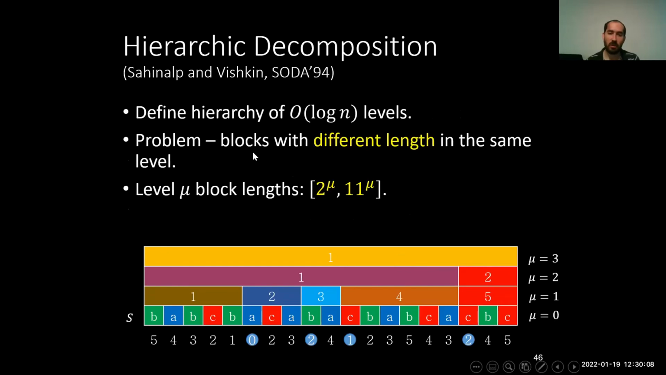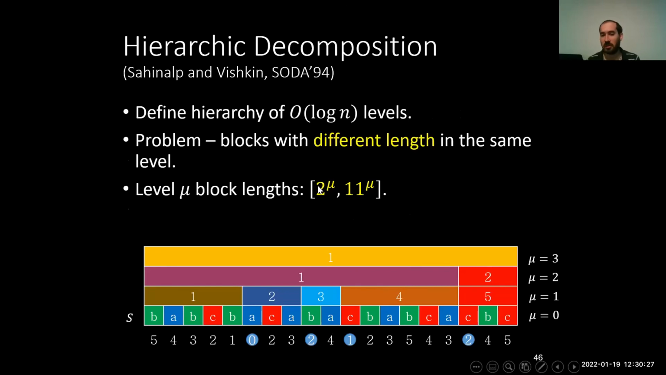However, for our case, it's not good enough. Why is that? Because it could be the case that in the same level, let's say in level 2, there are 2 blocks with really different lengths. Why is that? Because, as we said, each block is composed of something between 2 and 11 blocks.